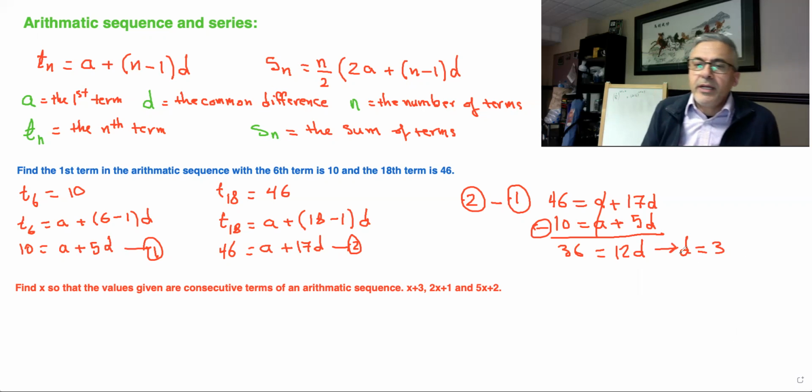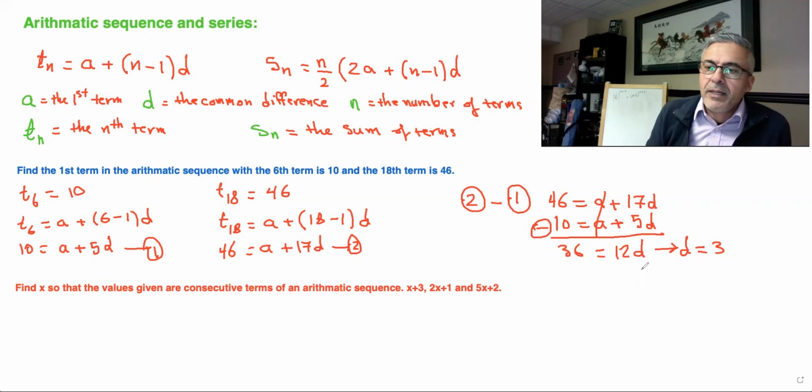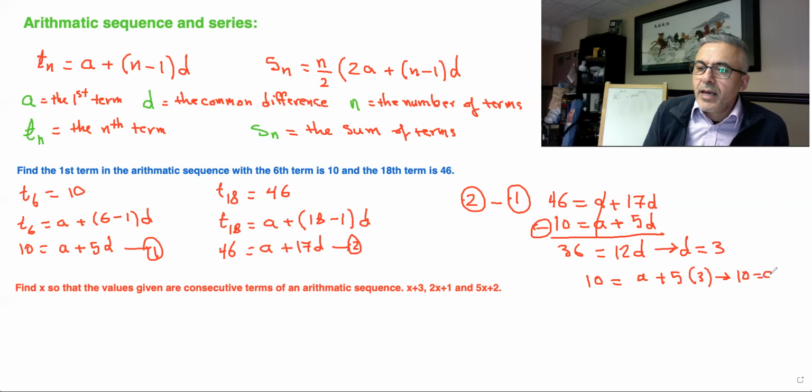Now, since D equals 3, now you go to one of these two equations, sub in what the D is to solve for A. I would use this since the numbers are smaller here. So I'm going to go 10 equals A plus 5 times 3, which gives me 10 equals A plus 15. Minus 15 from both sides, and you'll get A equals negative 5. You could take your time moving things around. Therefore, A equals -5. The first term is -5. And we are done with this.